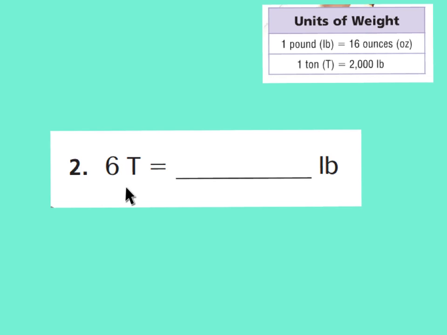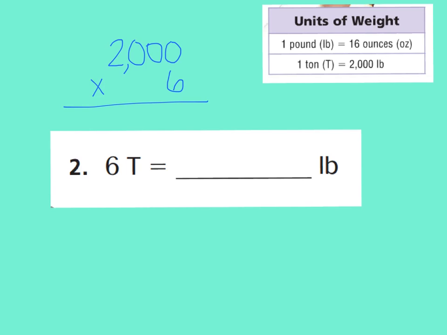So let's start out by looking at number 2. Whenever you see a capital T, that stands for tons. And remember, 1 ton has a value of 2,000 pounds. So if you're going from a large unit to a small unit, remember you multiply because you're going to have more of these. So 6 tons is equal to how many pounds? Let's go ahead and look at our question. If I know 1 ton is equal to 2,000 pounds, then I'm going to write 2,000 here. This is a value of 1 ton. And if I have 6 tons, what would be my value?